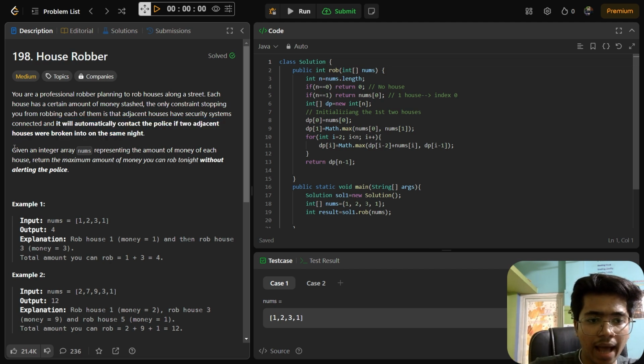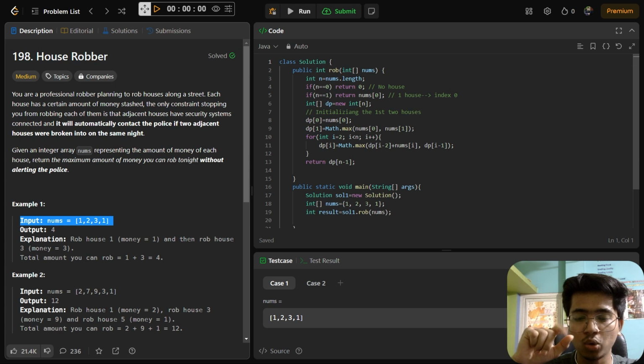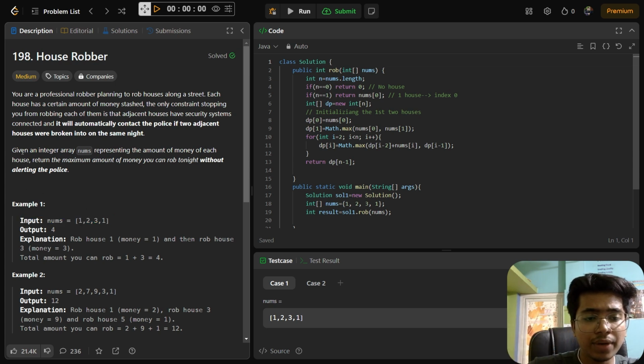Now, given an integer array nums representing the amount of money in each house, so this is the numbers. As you can see, nums represents the amount of money. Return the maximum amount of money you can rob tonight without alerting the police. So we have to return the maximum amount of money without informing the police.